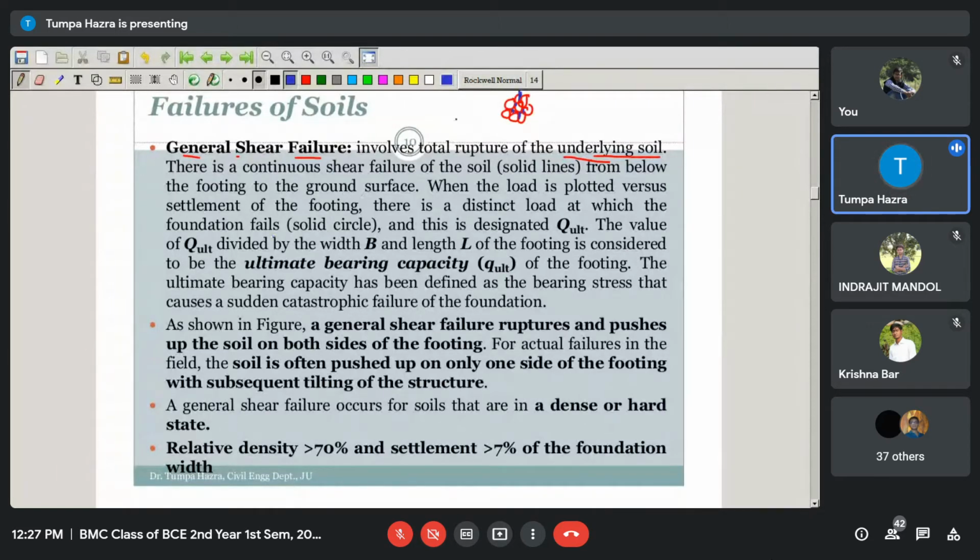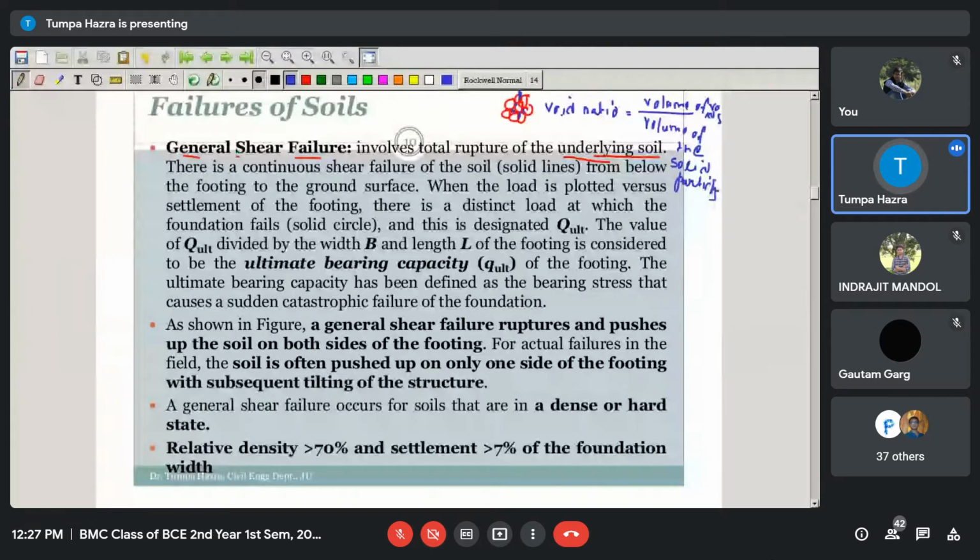Now the soil will have two important properties. One is void ratio. Now what is void ratio? Void ratio is the volume of voids between the soil particles by the volume of the solid particles. This is known as void ratio, and this is generally denoted by e.